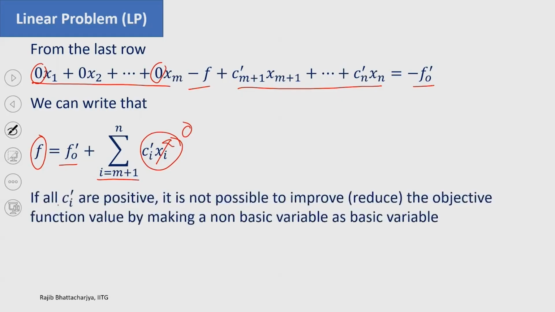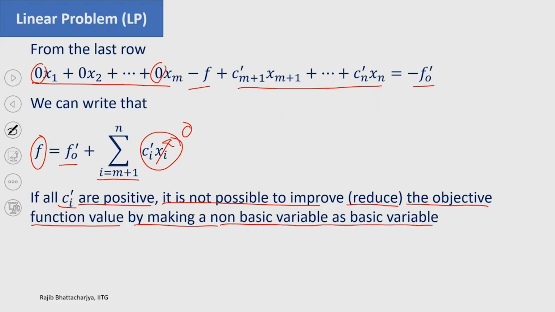Now, if all c i dash are positive, as we have explained when we solved the problem in the last class, it is not possible to improve, or we can say reduce, in this case, because this is a minimization problem. So, it is not possible to improve the objective function value by making a non-basic variable a basic variable.